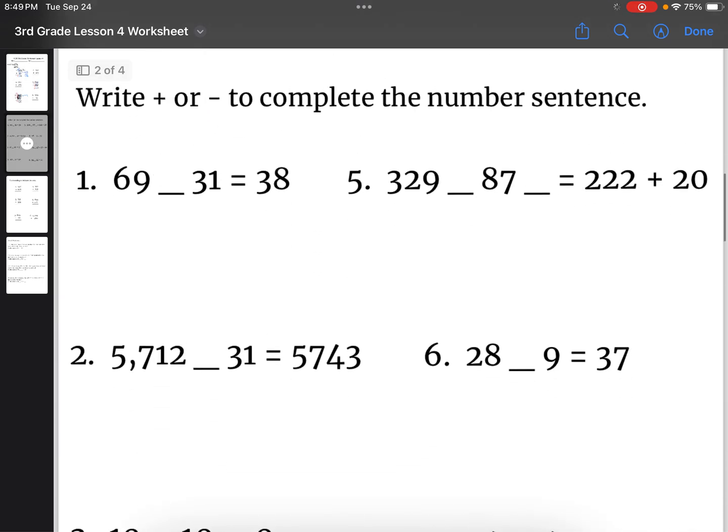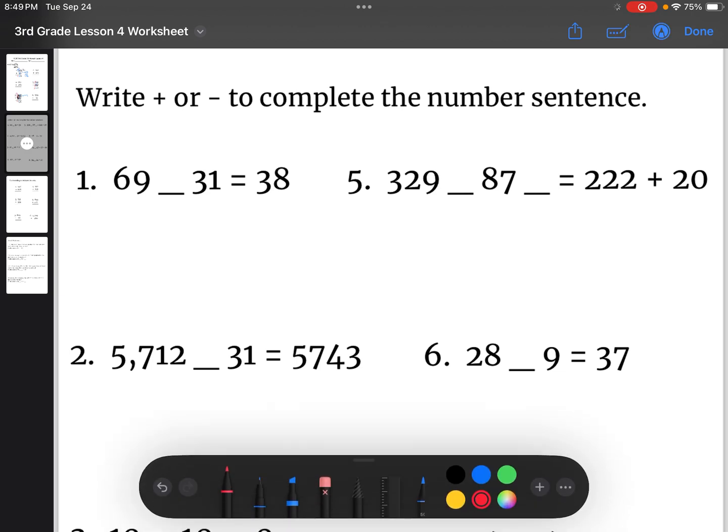In the next section, it's write plus or minus to complete the number sentence. So basically what we have to do here is find out which symbol, addition or subtraction, fits the blank. So let's take a look at number 1 here. We have 69 plus or minus 31 is equal to 38. Something really easy you could do is just look at it through common sense. If it's 69, blank 31 equals 38, 69 plus 31 can't be lower than 69. So here we could automatically tell it's going to be minus.